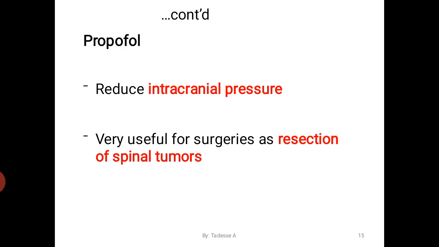Propofol is an important general anesthetic agent to be given intravenously for surgery of spinal tumors. An important thing here is why we use propofol for surgery of spinal tumors: a spinal tumor can cause increased intracranial pressure, but propofol decreases intracranial pressure, so it is a good and preferable drug to be used as an anesthetic agent for spinal tumor surgery.